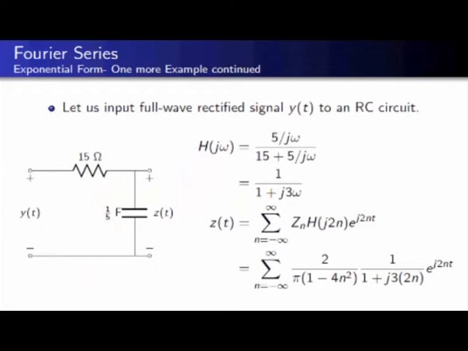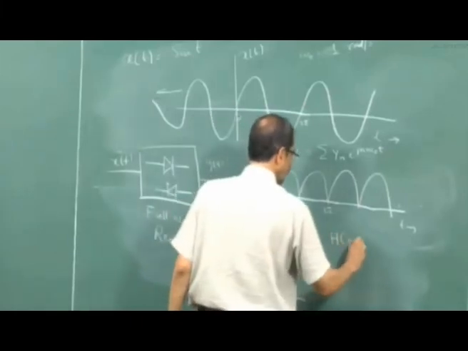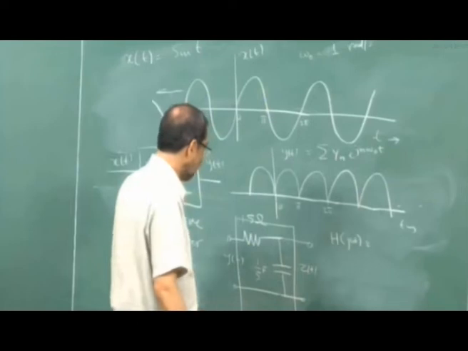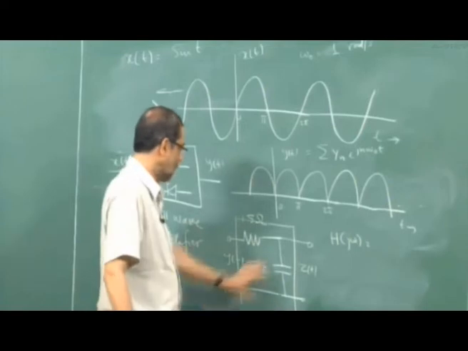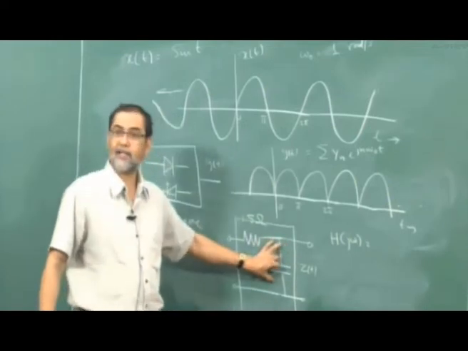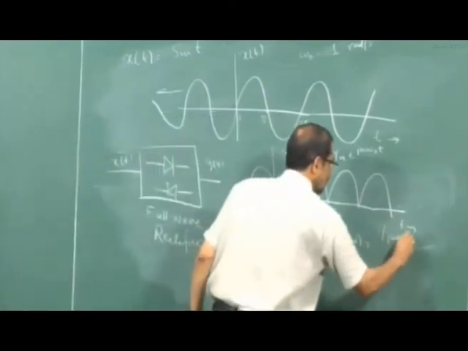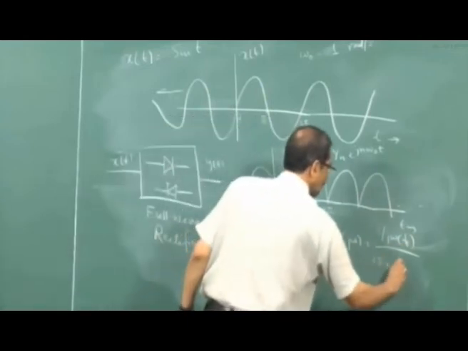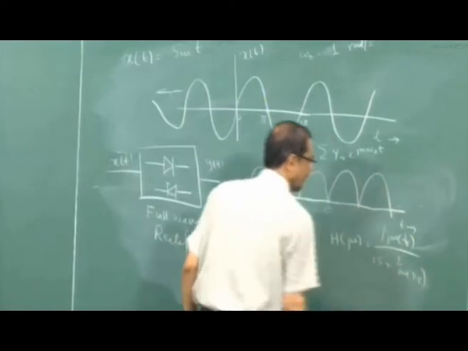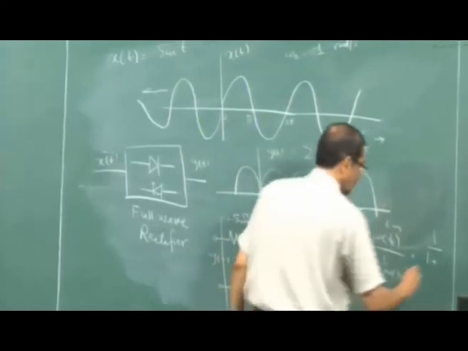I have taken a lot of liberties because I have not defined how to calculate transfer functions. In this case, you can calculate the transfer function H of j omega. It is this impedance divided by the total impedance; that is a transfer function. So this impedance is 1 by j omega C, with C equal to 1 by 5, divided by the total impedance, which is 15 plus 1 by j omega times 1 by 5. So that is 1 by 1 plus j3 omega.